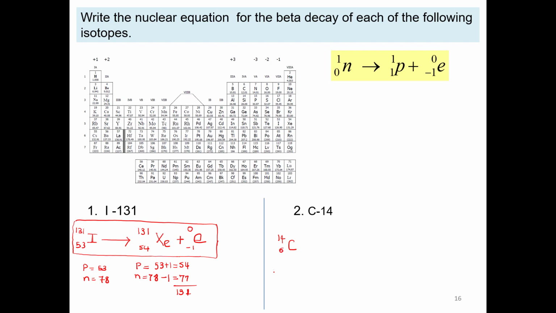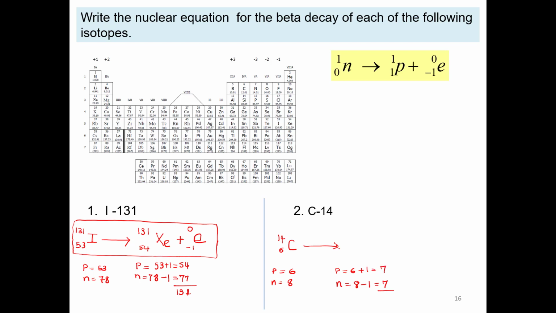That's why here the number of protons for carbon will be 6, and the number of neutrons will be 14 minus 6, which is 8. If beta decay occurs, then 1 neutron is turned into a proton plus a high energy electron. Then the number of neutrons in the isotope will be A minus 1, which is 7, and the number of protons will be 6 plus 1, which is 7.